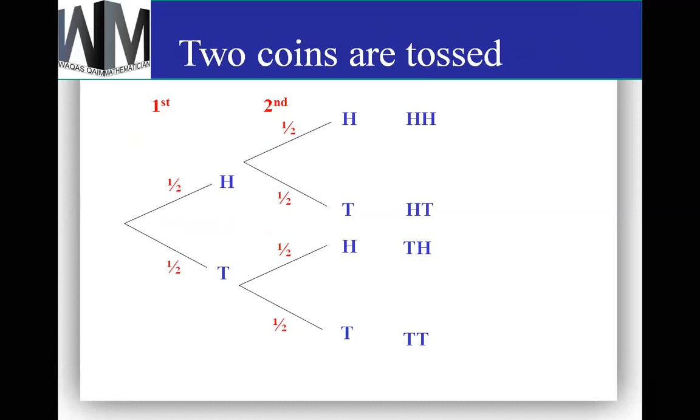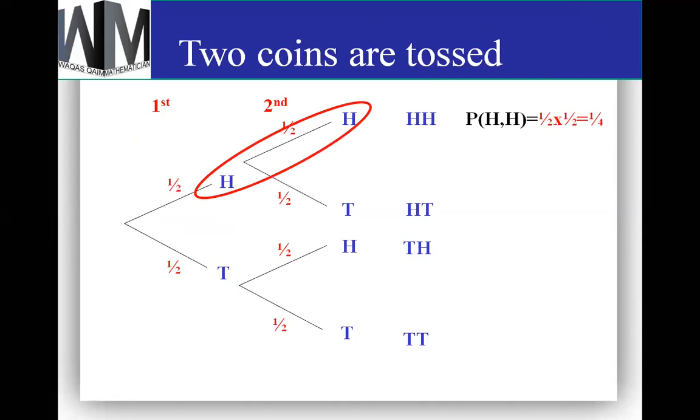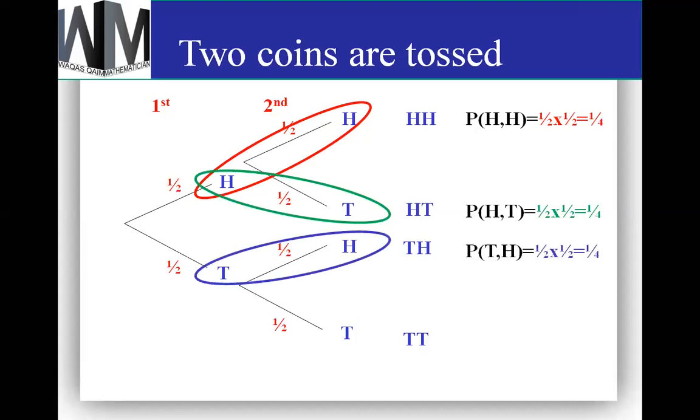Any confusion with this one? And the probability of head and head is half multiplied by half, which is 1/4. Probability of head and tail is half multiplied by half, which is 1/4. Then the probability of tail and head, and tail and tail. So you can see that in all the horizontal ones, we multiply the probabilities.